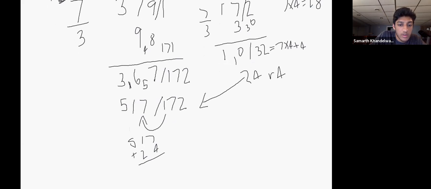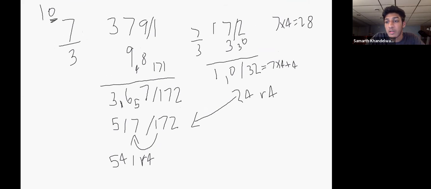I'm just going to make it a little easier to read. All right, so that is our final answer. 541, remainder 4. So now we see that this process does get us the answer, but it does get convoluted when you get to numbers like this. All right, any more questions?